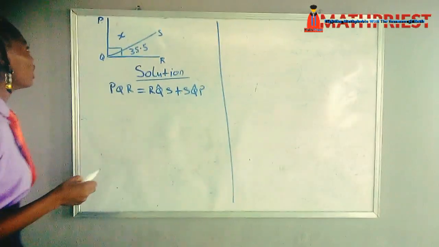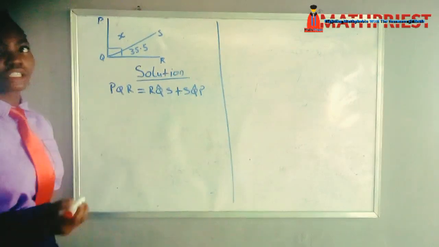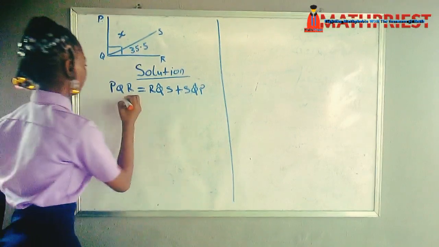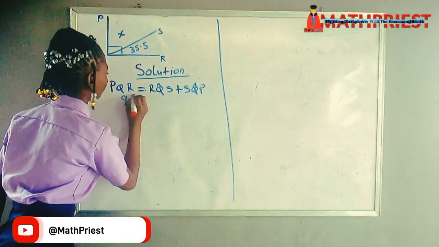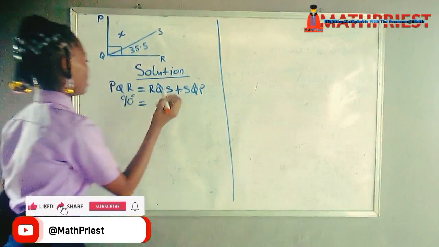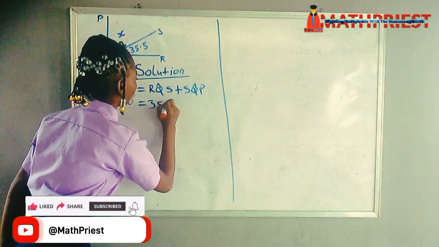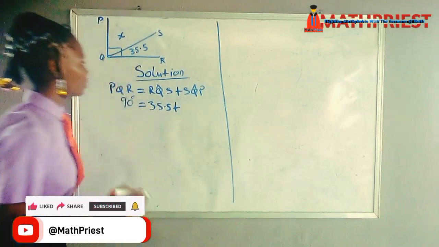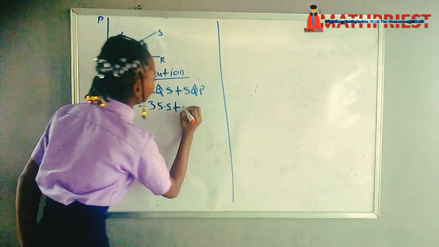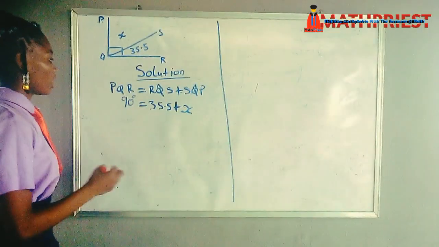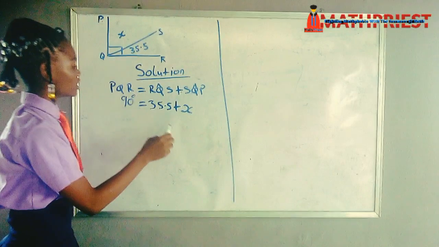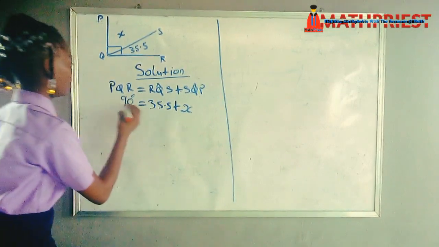As we all know, angle PQR is a right angle, and the right angle is always 90 degrees. So we write our 90 degrees. And our angle PQS is 35.5. Let's also put this. So in this problem, 35.5 alike with 90, so we bring it to 90.